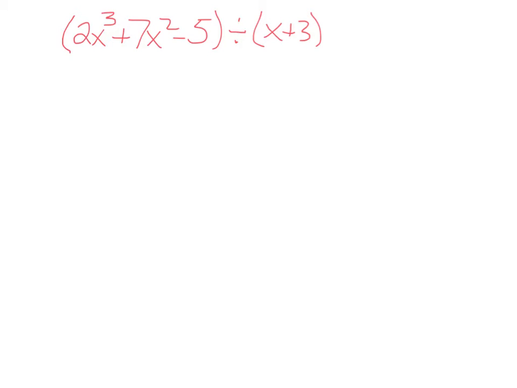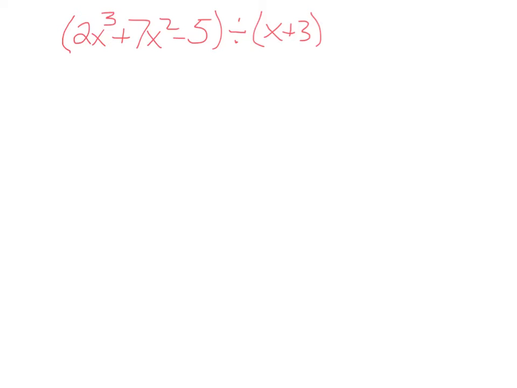Alright, for our next example, there are a couple things that you need to look out for. And first is check if it's in descending order. It is. Okay, but you notice that we skip a term in here. There's no term that has just an x. So we're going to have to keep a place value. We're going to put a 0 in for that coefficient.